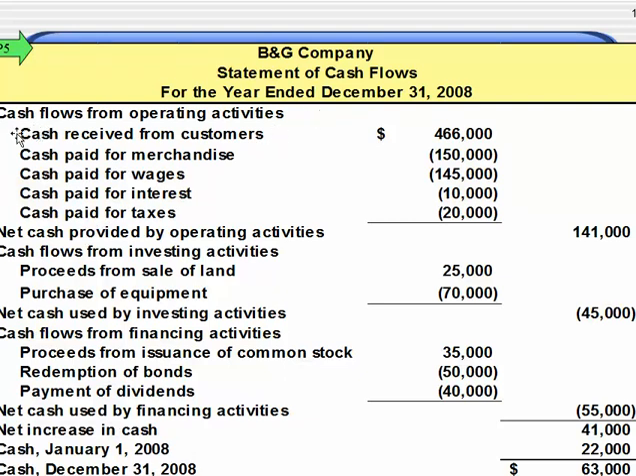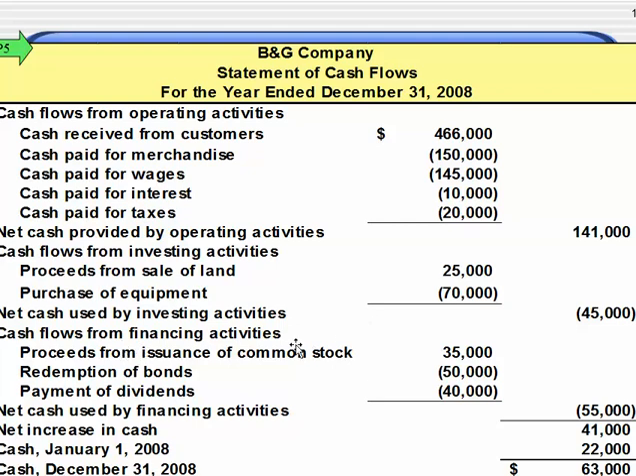We'll go ahead and list out the cash received from customers, which was in operating activities, and then the cash paid for merchandise, wages, interest, and taxes, which is also for operating activities. Take all of those items, add them together, we get cash provided from operating activities, $141,000. Then we had sold some land at $25,000 and purchased some equipment. Add those two together, that results in net cash used by investing activities of $45,000.